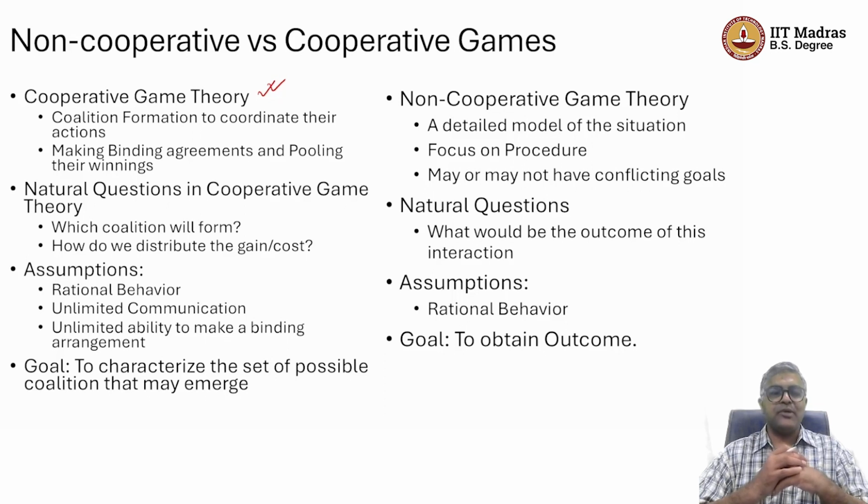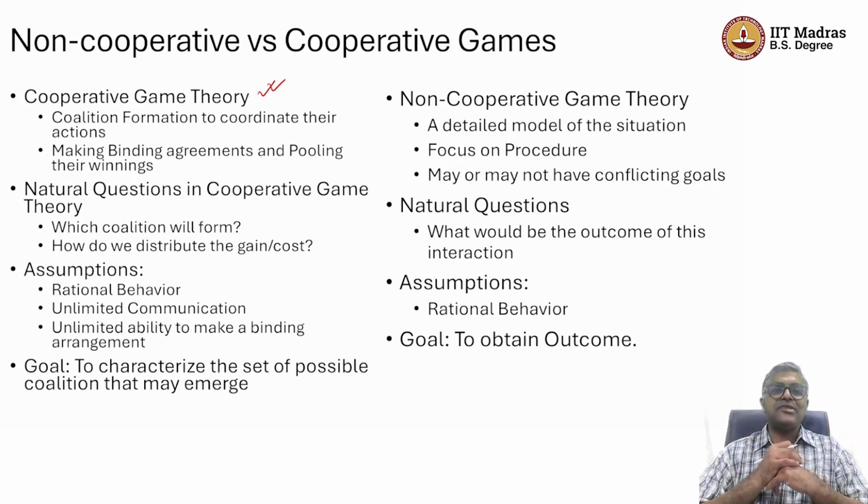Here we also assume that when people come together, they make binding agreements with one another. And once they make a binding agreement, they take the action that will give them the best possible outcome. As a team, they are pooling their winnings together. So it's about a team, it's about coalition formation. What is the natural question in cooperative game theory? It asks which coalition will form in any particular situation. Once the coalition is formed, how should the gain be distributed among the stakeholders, the decision makers?